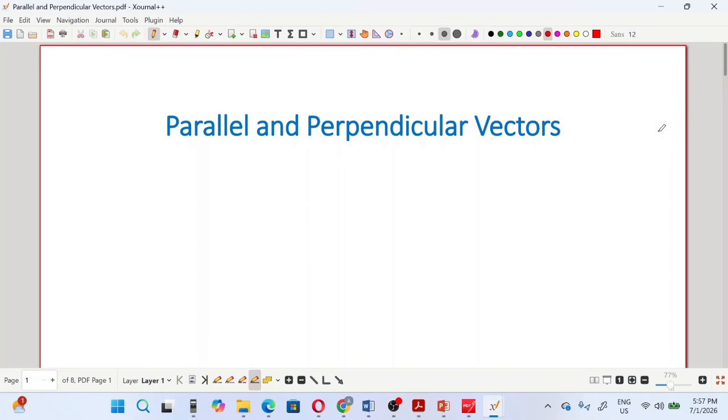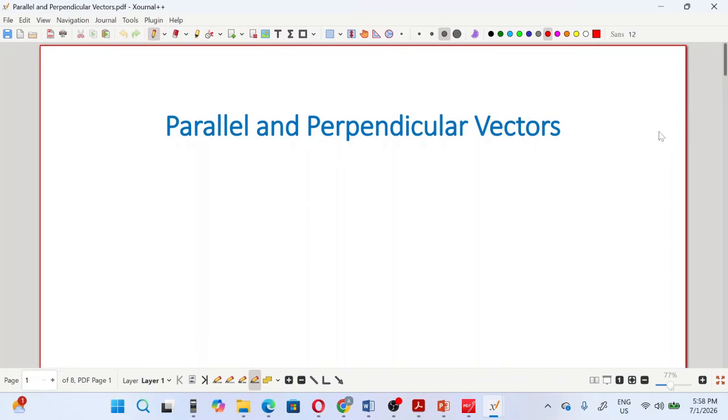Hello, welcome to our lessons on learning, teaching, and applying geometry and handling data. We're still on vectors and bearings. We currently want to look at parallel and perpendicular vectors, right?